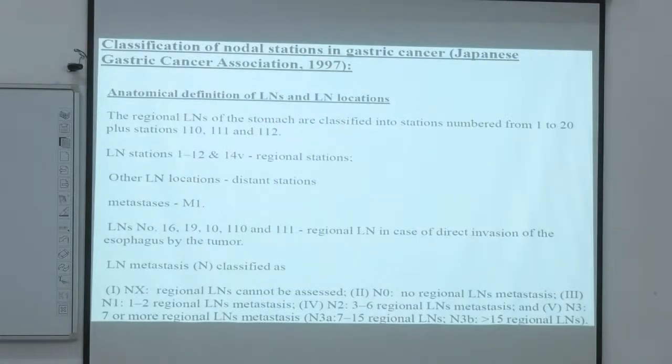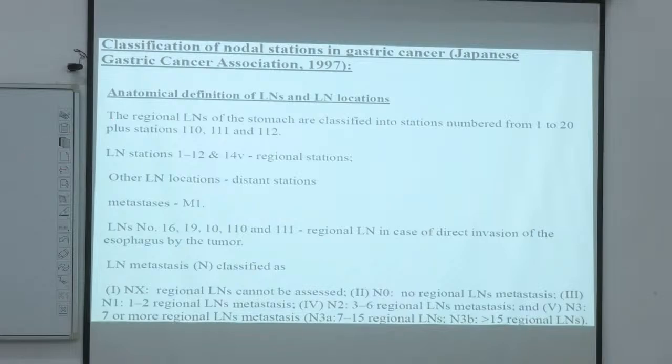So these divisions of lymph nodes are important. Lymph nodes are divided into stations. According to the spread of cancer, you have to remove the lymph node groups. And a classification of nodal stations in gastric cancer was made by the Japanese Gastric Cancer Association in 1997. Anatomical definition of lymph nodes and lymph node locations.